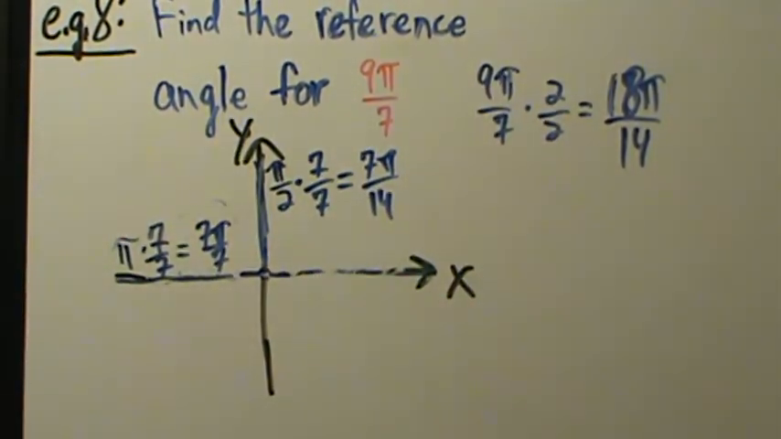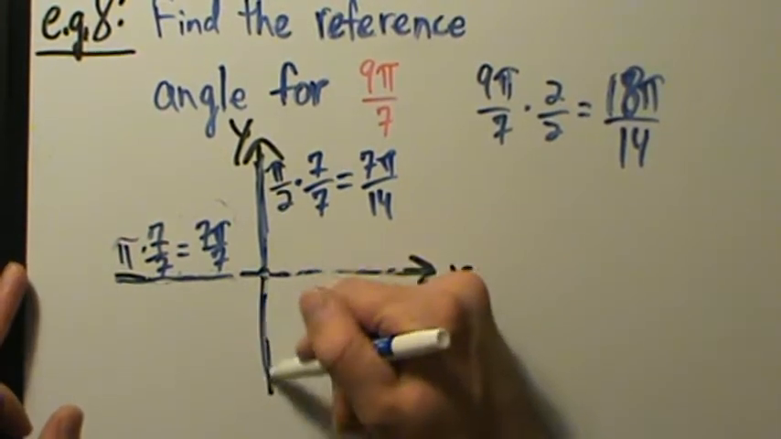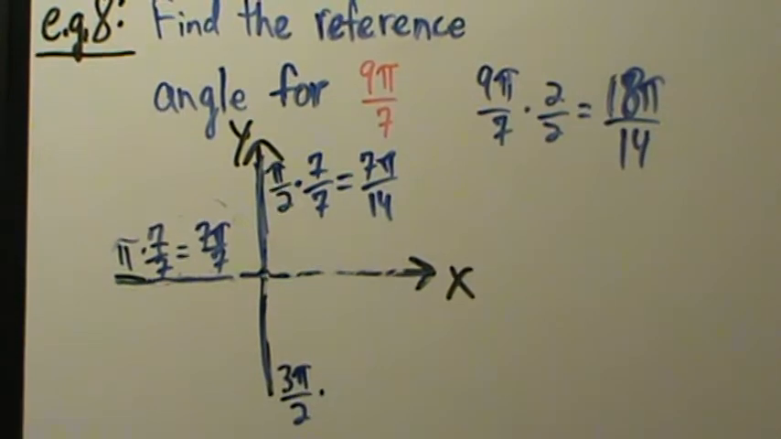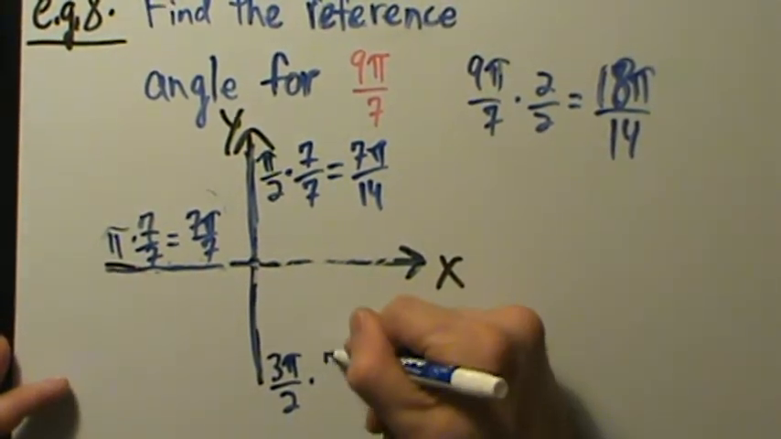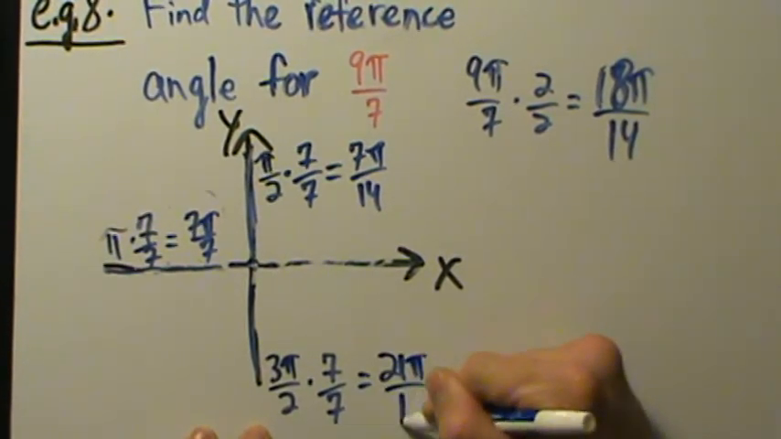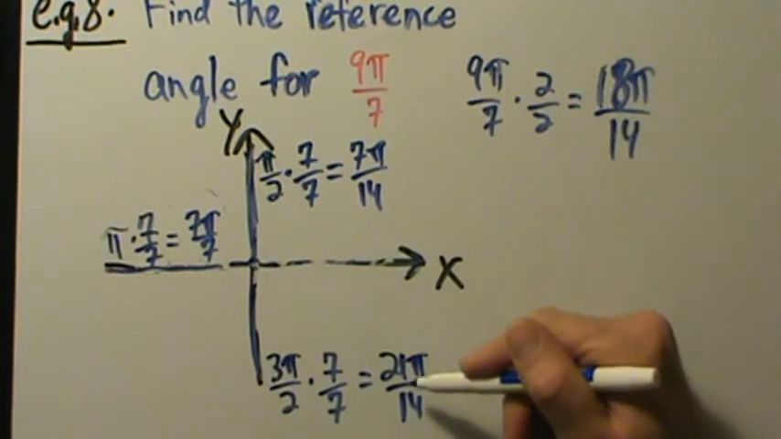That's all we're trying to do. Okay. So this one is too small still, so we go to the next one. The next one is 3 pi over 2. Now we have to use 14 again. 3 pi over 2, get a common denominator that's multiplied by 7 over 7. So this is going to be 21 pi over 14. Oh, that's great, because 18 pi over 14 is less than 21 pi over 14.